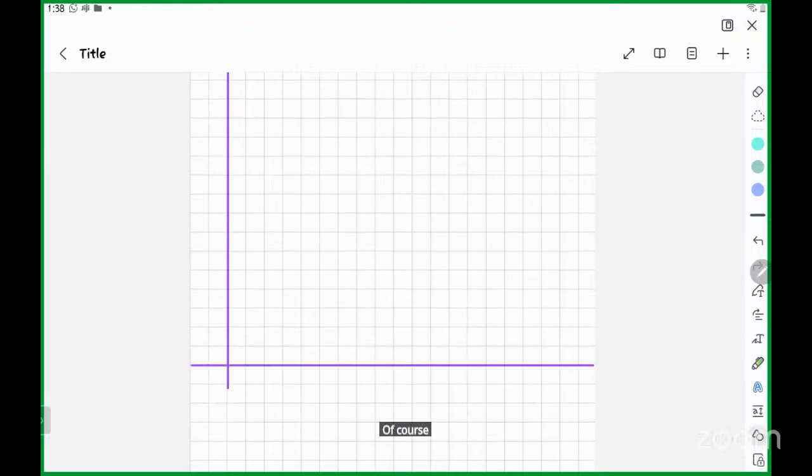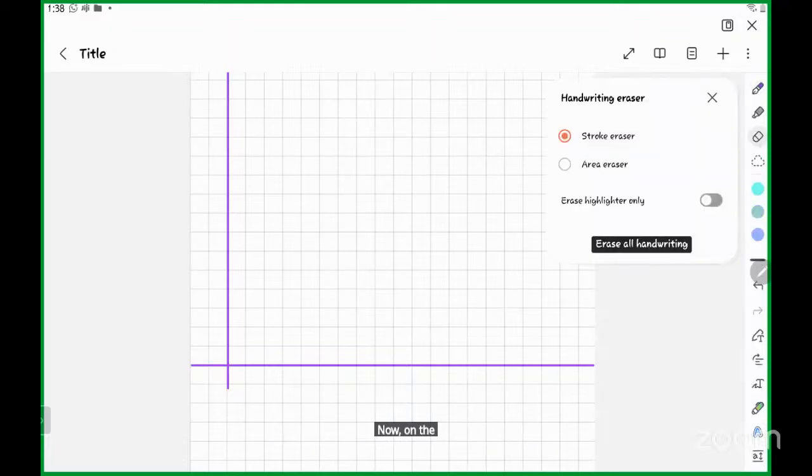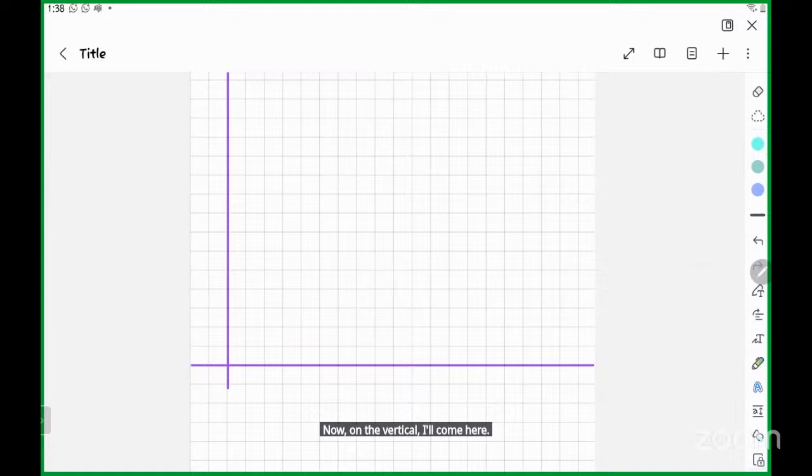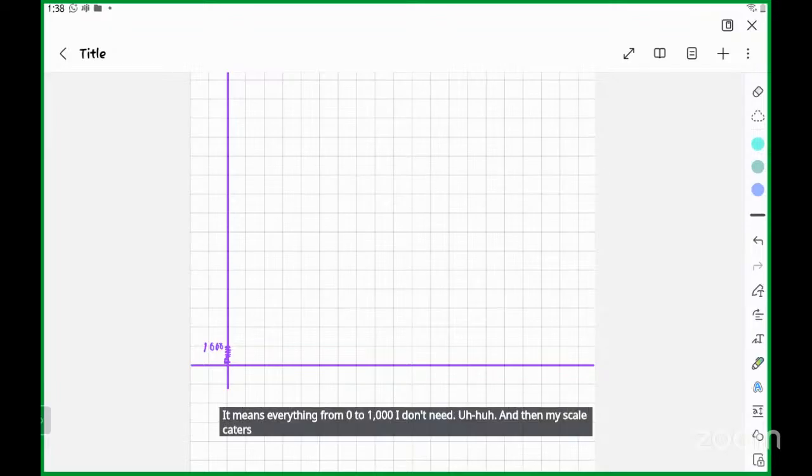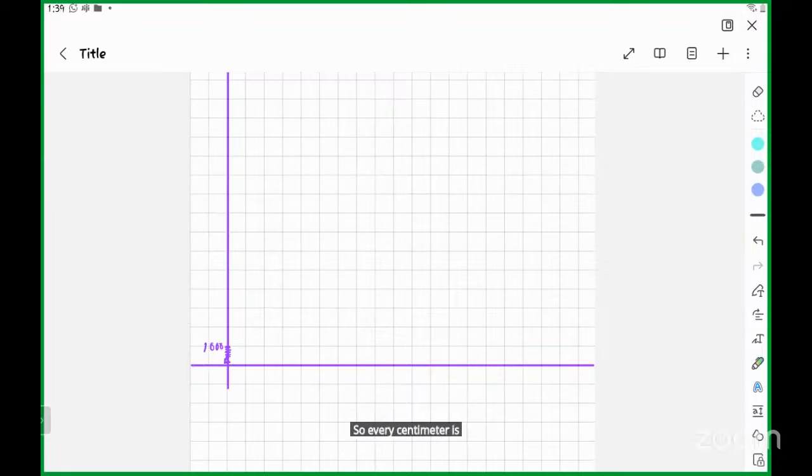Of course, on the horizontal, they are going to be the periods. Now, on the vertical, I'll come here and do a zigzag. When I do a zigzag on the vertical, I say 1,000. It means everything from 0 to 1,000, I don't need. And then my scale caters for 20. I have over 26 centimeters. So every centimeter is a cell.